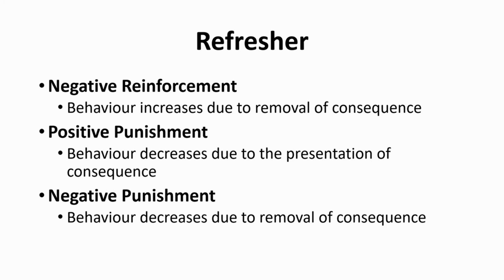What we're going to be looking at for the rest of the chapter are positive and negative punishment. Now, both are punishment procedures, which means that our behavior is going to decrease. In positive punishment, that behavior decreases due to the presence of a consequence. So something bad happens, which makes you less likely to do that behavior.